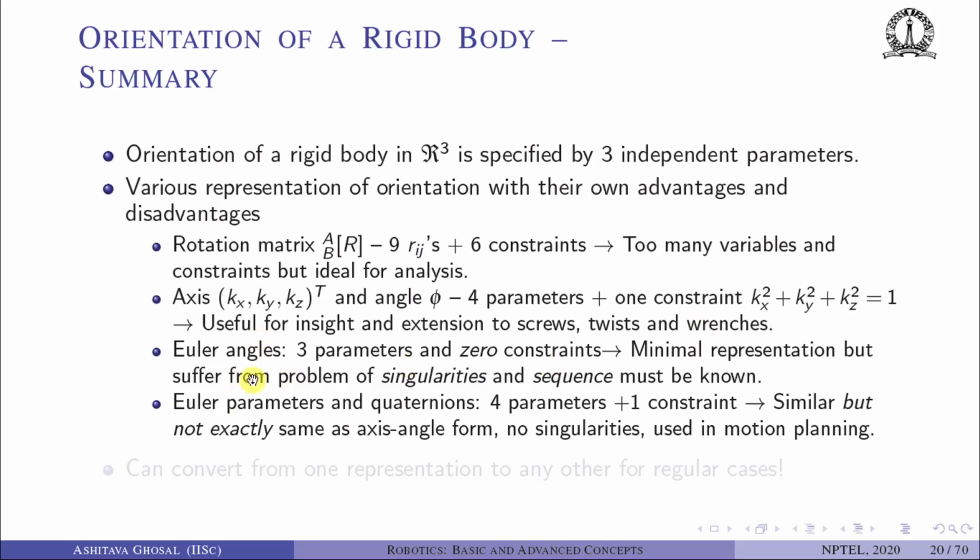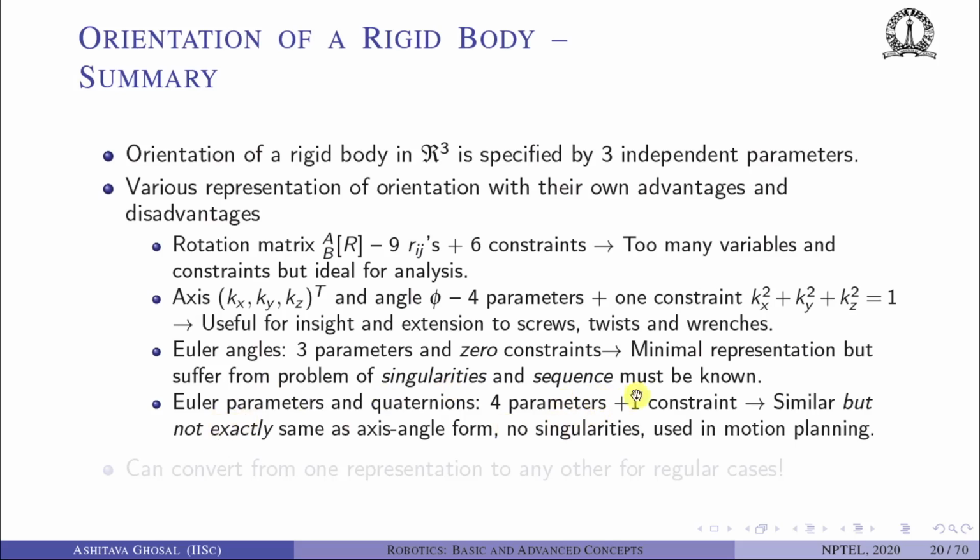We can also have Euler angles, which are 3 parameters and 0 constraints. This is a minimal representation of orientation. However, it suffers from the problem of singularities. Any set of 3 Euler angles will have singular configurations. We also need to know the sequence of rotation. You have to tell me whether it is XYZ or ZYX or XZY, because every time we will get different rotation matrices.